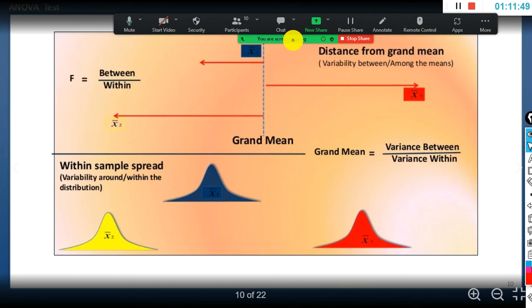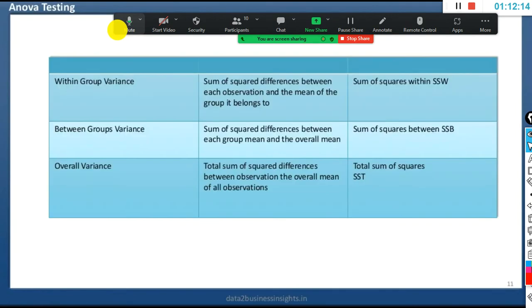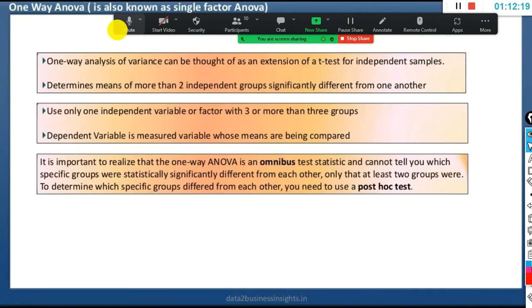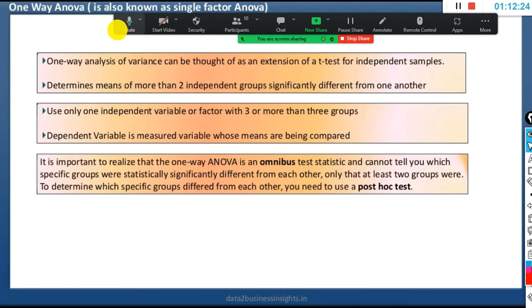So the F statistic is nothing but the variance between and the variance within. You understood, right? In the case of an ANOVA test, we use the F statistic. This is how we derive it: how far each group, each store mean is away from the overall mean, and within each store, what is the variability? So between divided by within is nothing but your F statistic. I am not going to discuss that more at this moment, you will get confused.